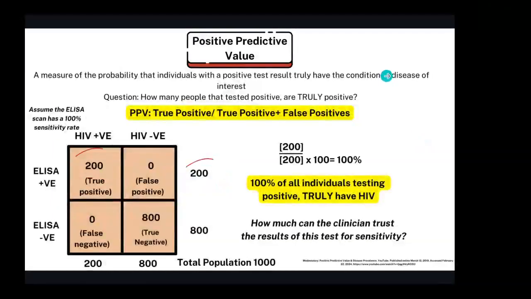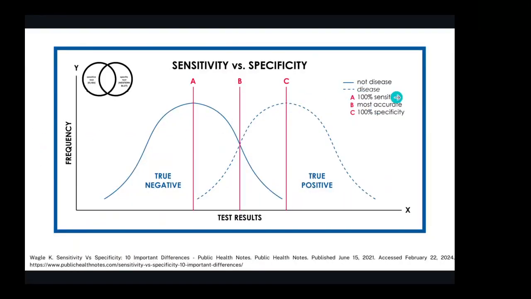Okay, so I'm going to talk about positive predictive value. Positive predictive value is used for tests that are sensitive. Obviously, not every test is going to be 100% sensitive, but they want to get as close as possible. So in this example, we're going to use the ELISA scan, which is our sensitivity test, and we're going to assume that it has a 100% sensitivity rate. So again, 100% sensitivity, line A, everyone who's positive is taken into account.